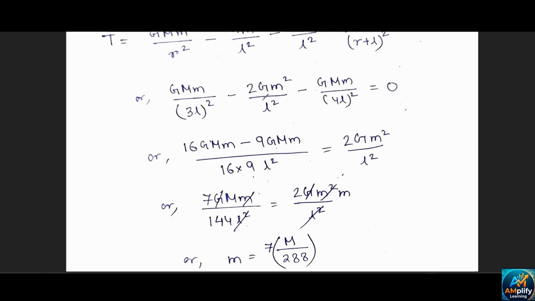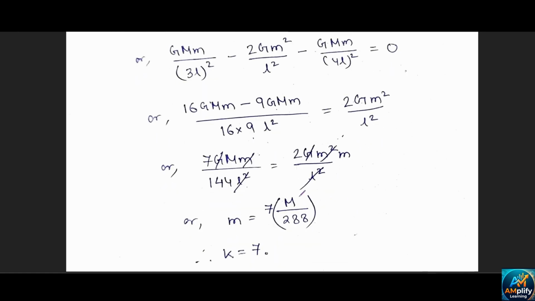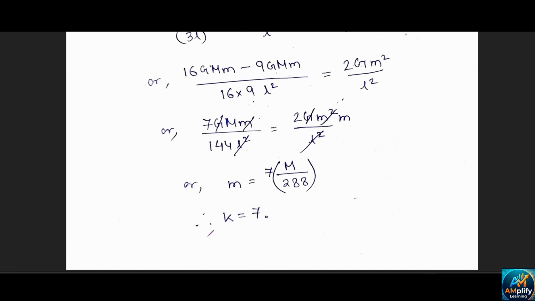We take this term from the left hand side to the right hand side, right? Now we can cancel out capital G, L square, and the small m. So we are left with capital M and small m, and now we get the equation in the format where we need the constant K value. So we get M is equal to 7m by 288, which, comparing to our given equation, yields that K is equal to 7. So this was the solution.